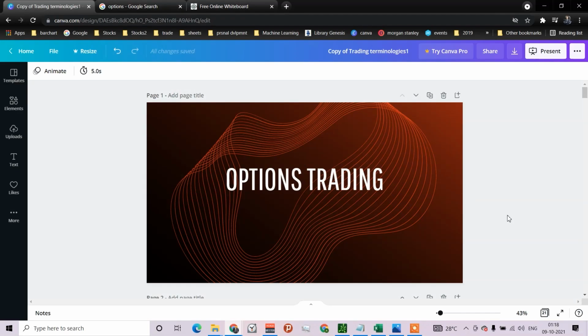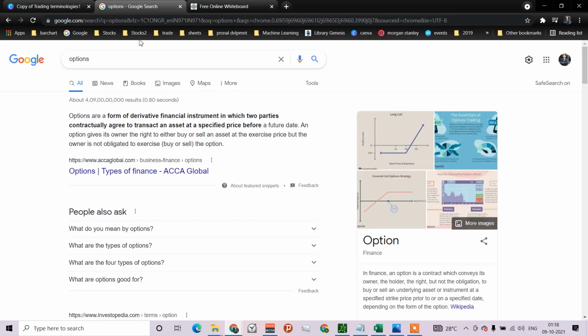So we're going to talk about options trading. So what is an option? Basically, we need to understand that. So if you look at here, an option is a derivative financial instrument between two parties.